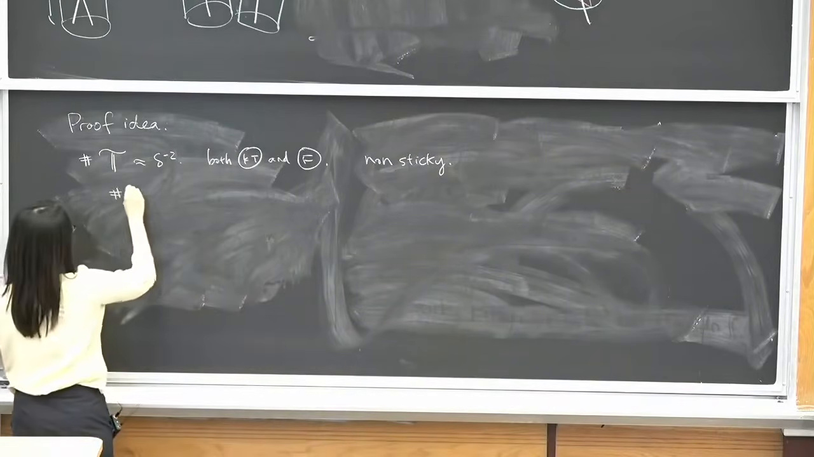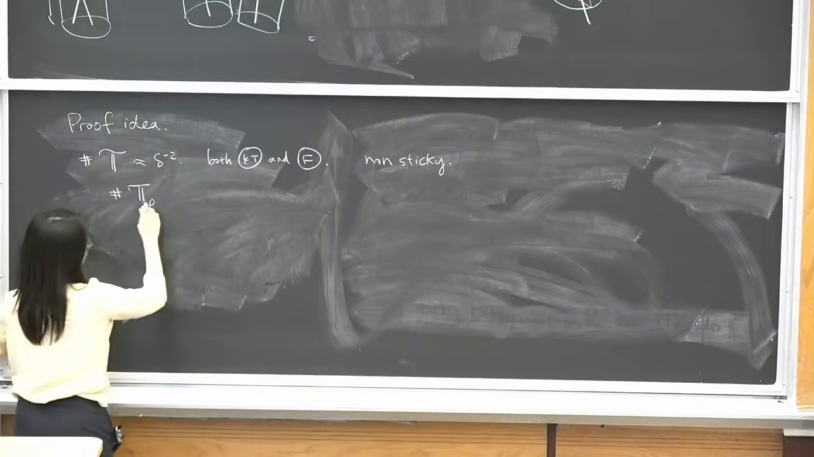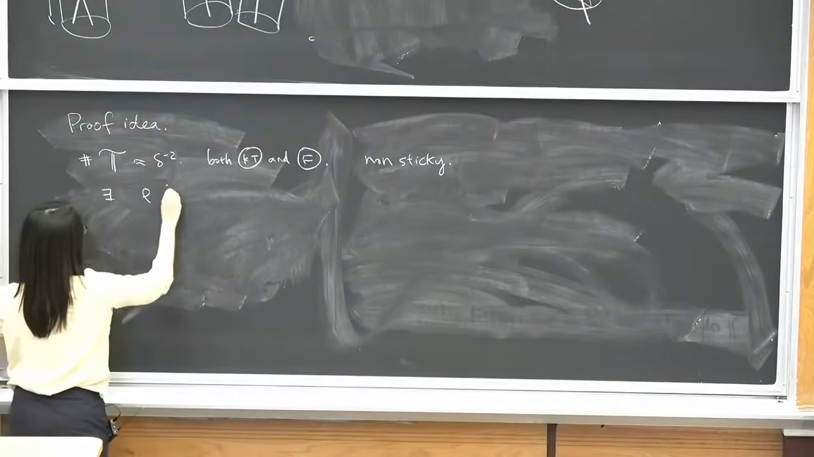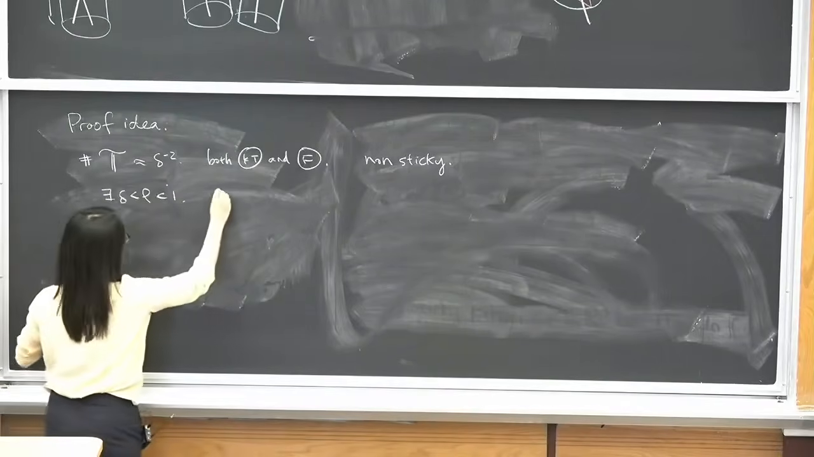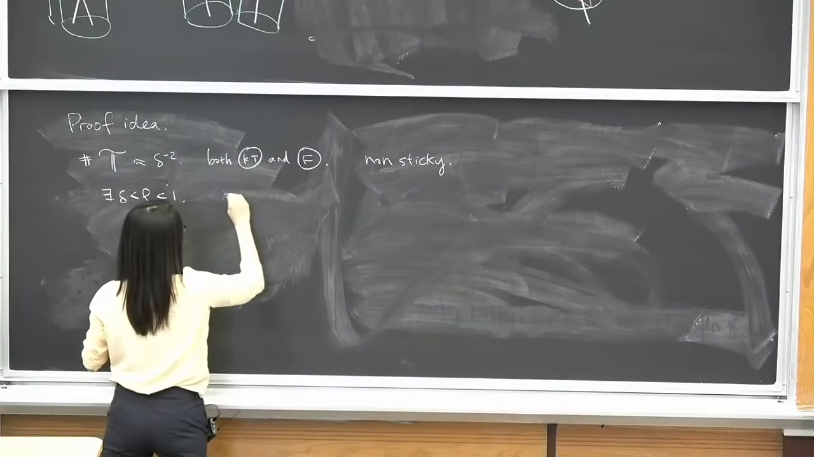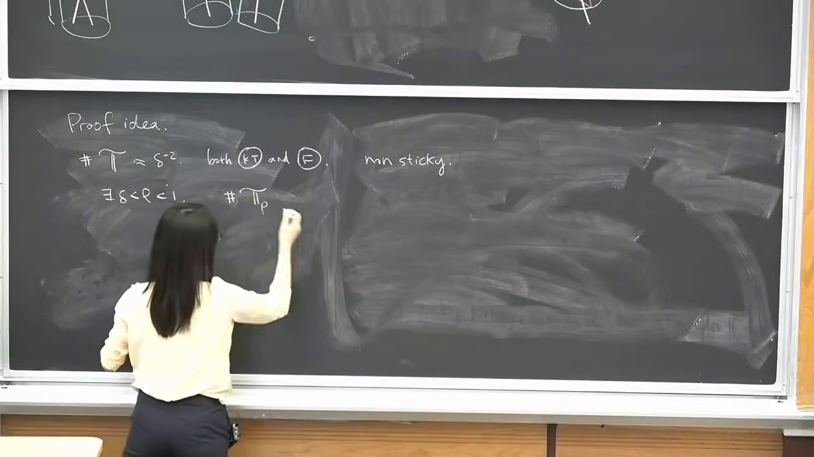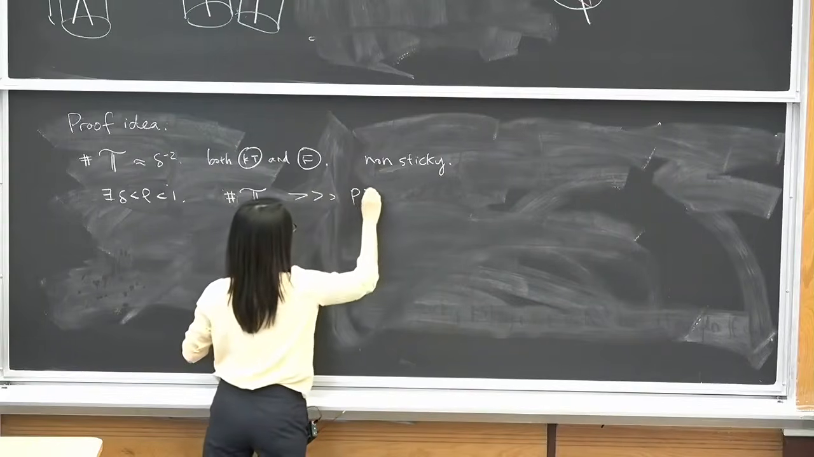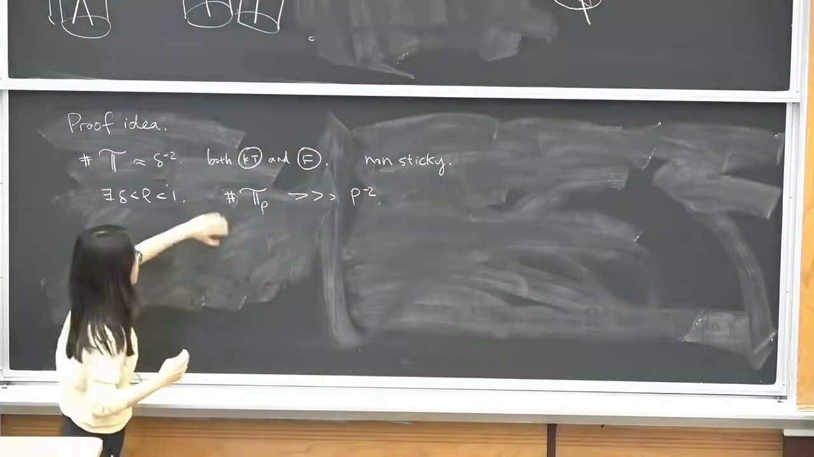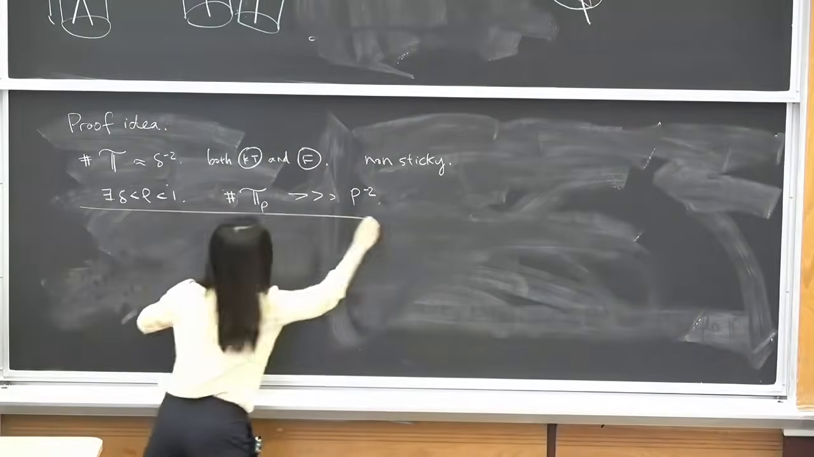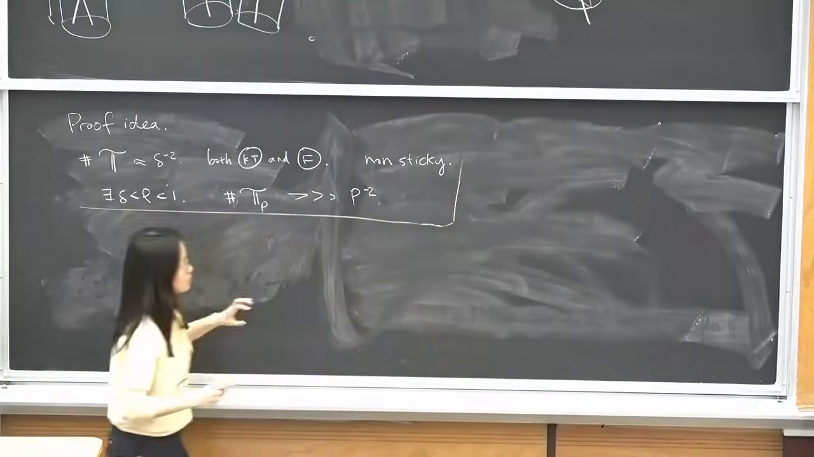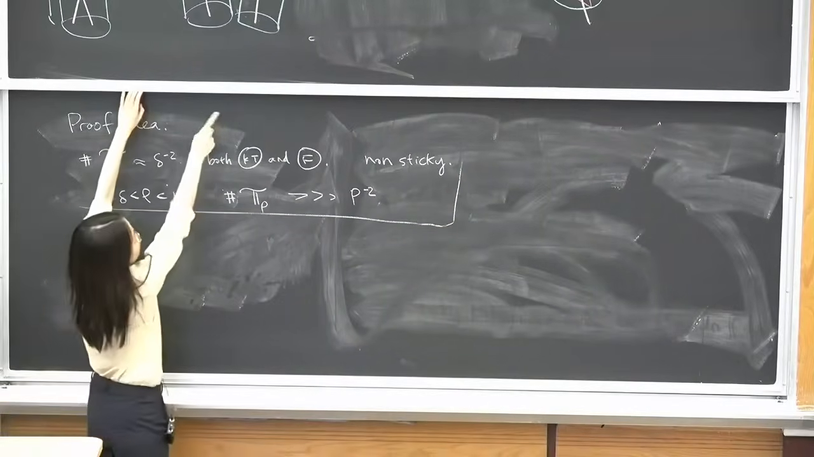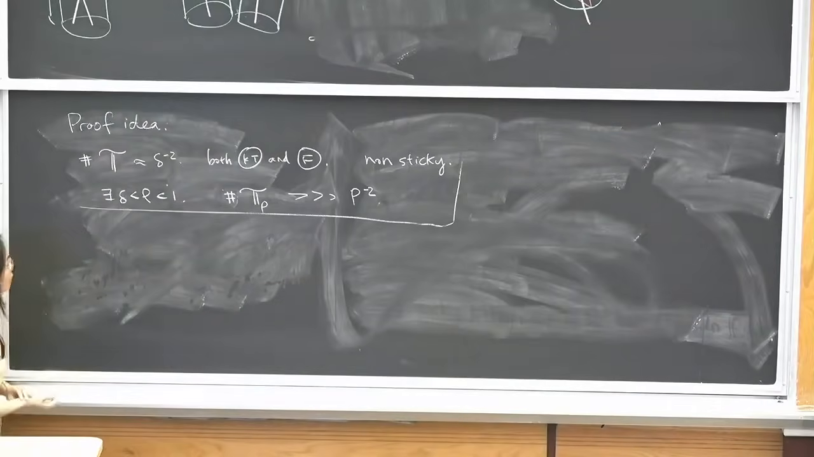Then not sticky here means the following. It means that there exists some rho between delta and 1 such that the number of rho tubes required to cover T is much greater than rho to the minus 2. So the starting point is that we have a set of tubes that requires a lot of rho tubes to cover it. So it's like in this picture, it requires a lot of rho tubes to cover it.